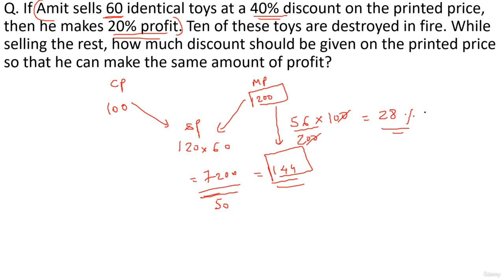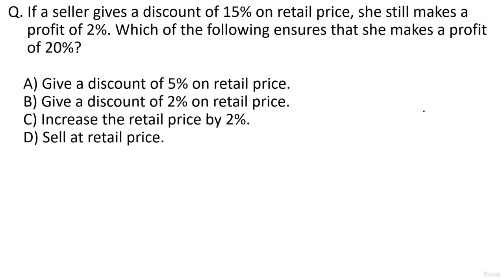So it is basically 28% ka discount. If a seller gives a discount of 15% on retail price, she still makes a profit of 2%. Which of the following ensures that she makes a profit of 20%? We'll again solve the question by assuming the cost price as equal to, let's say, 100 rupees. If the cost price is 100 rupees, there is a profit of 2%.